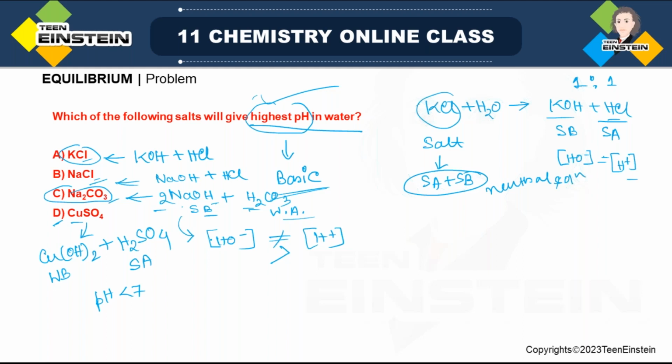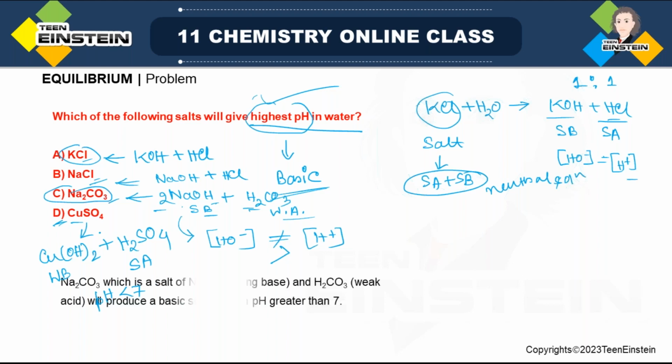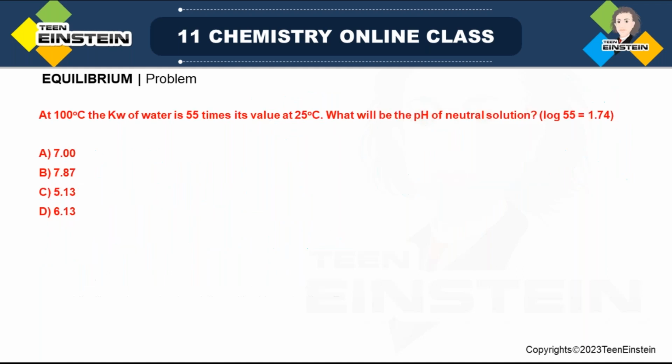Option C is greater than 7. And KCl and NaCl are neutral. So that is why the correct option will be the third one. Here the logic is that Na2CO3, which is a salt of NaOH and the weak acid H2CO3, will produce a basic solution. pH will be greater than 7. So the correct answer is sodium carbonate, option C.